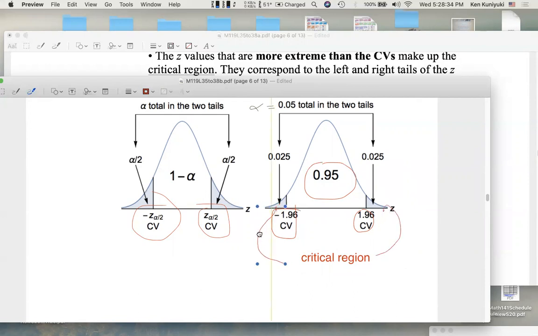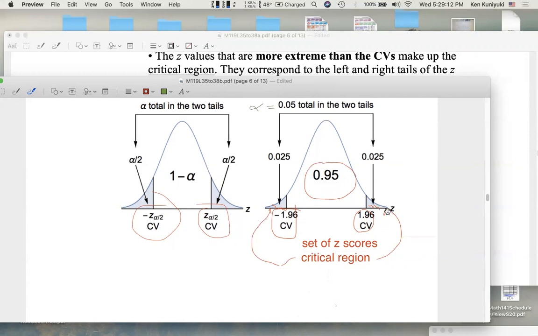Actually, I should lower these a bit. The critical region is technically a set of z-scores. They're not probabilities. So I should do it like that, where I'm pointing to these z-scores. Remember, the critical region is a set of, in this case, z-scores. Later on, they can be t or chi-square. Here, a set of z-scores: the z-scores that are less than negative 1.96, and the z-scores that are greater than 1.96.